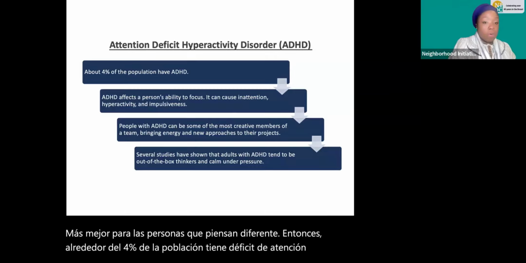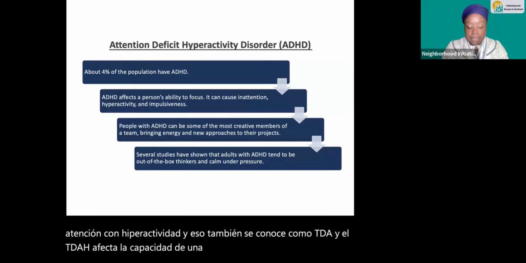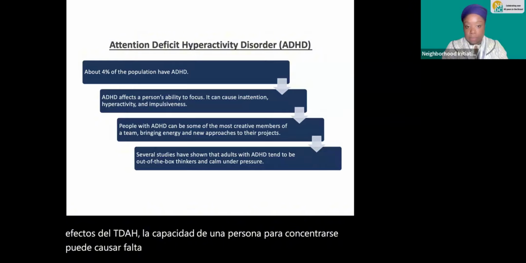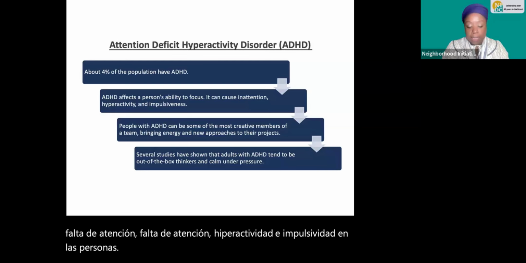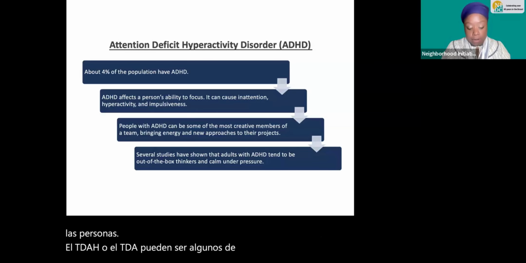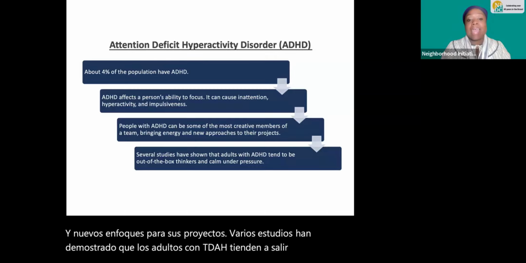That's also known as ADD. And ADHD affects a person's ability to focus. It can cause inattention, hyperactivity, and impulsiveness. People with ADHD or ADD can be some of the most creative members of a team, bringing energy and new approaches to their projects. Several studies have shown that adults with ADHD tend to be out-of-the-box thinkers and calm under pressure.